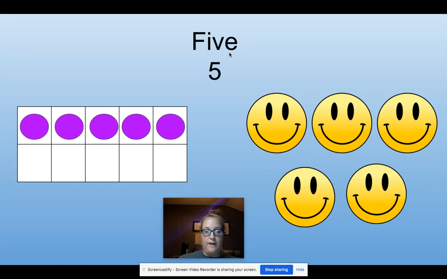Here is the number 5. So here's what it looks like as a word. Here is what it looks like as a number. On our 10 frame, we have 5 purple dots. So let's count to make sure that Miss Belts didn't make a mistake. 1, 2, 3, 4, 5. So then we have 5 on our 10 frame. And we can also make a picture of it. So I'm going to have my 5 smiley faces. 1, 2, 3, 4, 5.